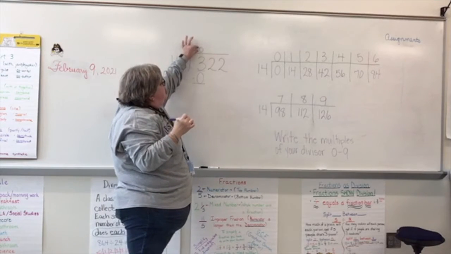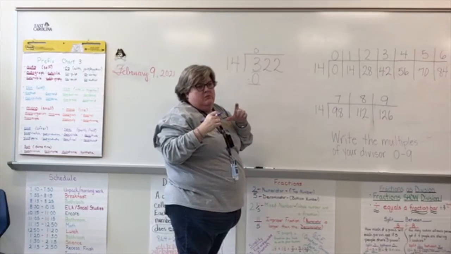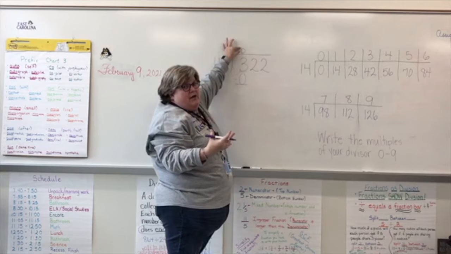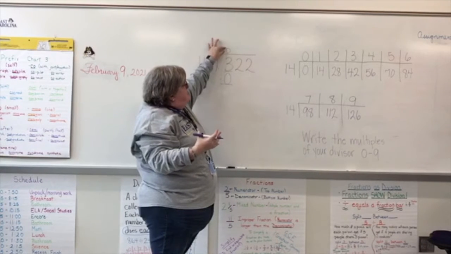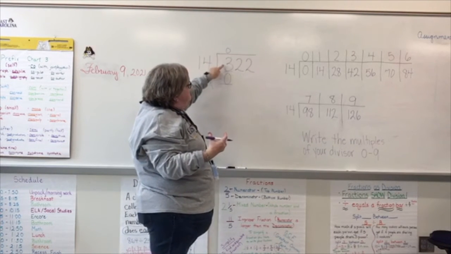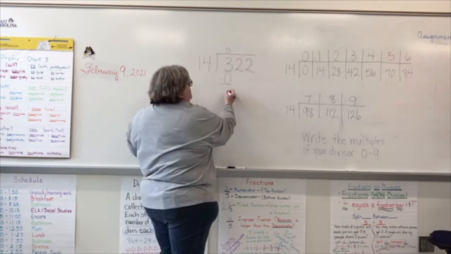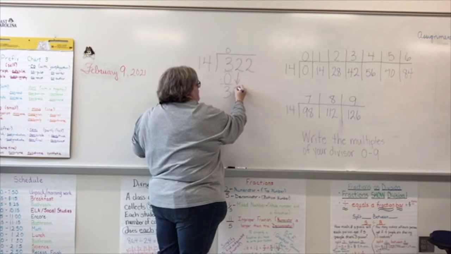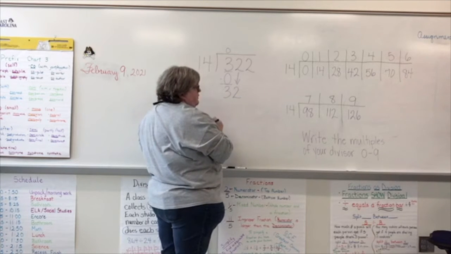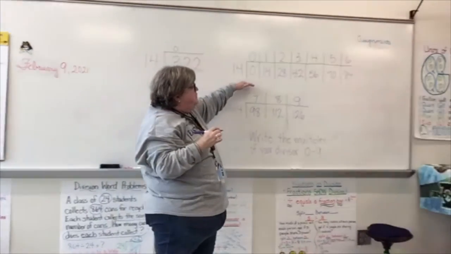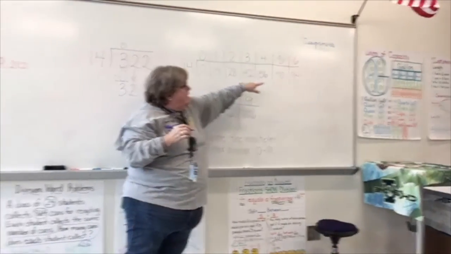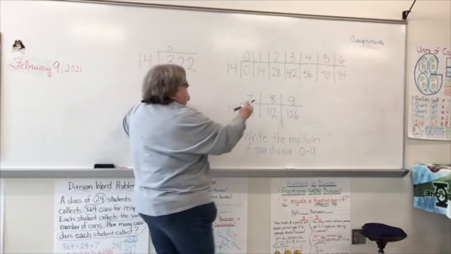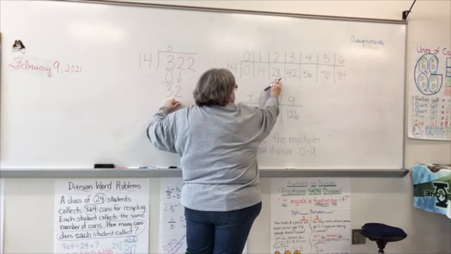Now, because I'm starting with a 0, I write a little 0, because I tell my kids, if the number in front is 0, you do not have to worry about it. It still has the same value. So now you subtract. 3 take away 0 is 3. Now you bring down the next number, which is 2. I come back to my multiples chart, which is my closest multiple to 32. And I see that 28 is the closest multiple.